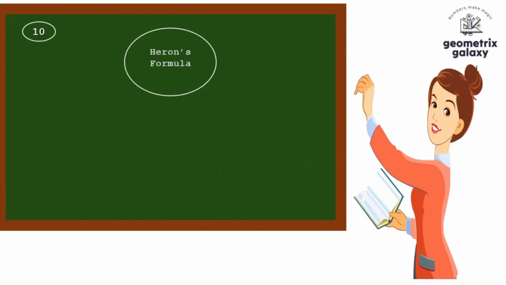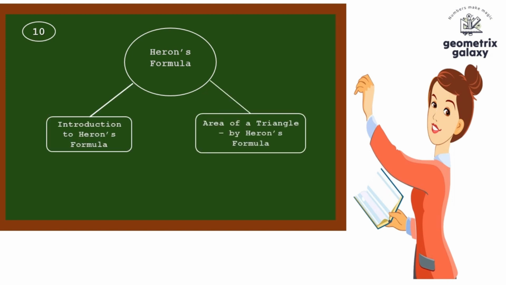Our 10th chapter is Heron's Formula. Here we will study how to find the area of a triangle using Heron's Formula. You might have a question about why we should use this, as we already know a formula for finding the area of a triangle, like half base into height. Yes, you are right, students. We use this formula only when we are provided with the measures of the sides without knowing the height of the triangle.